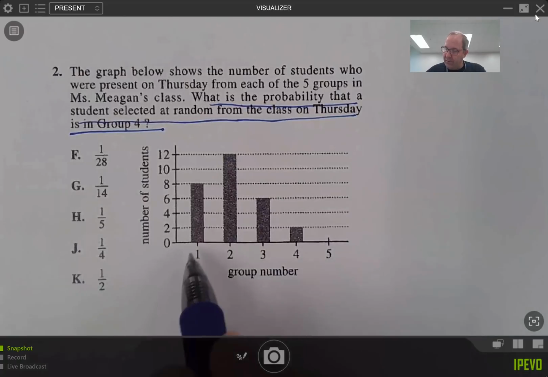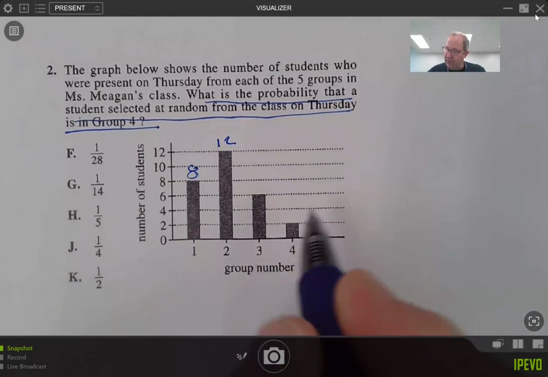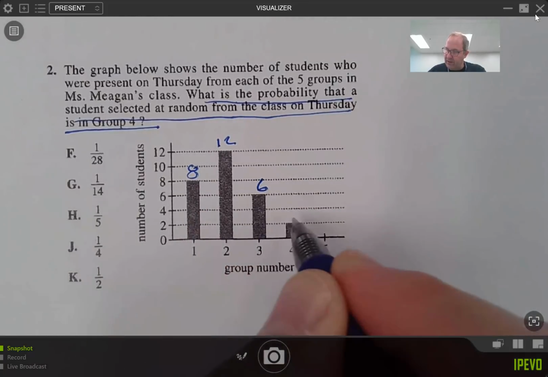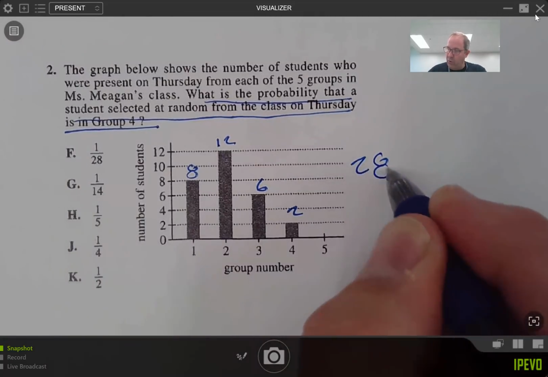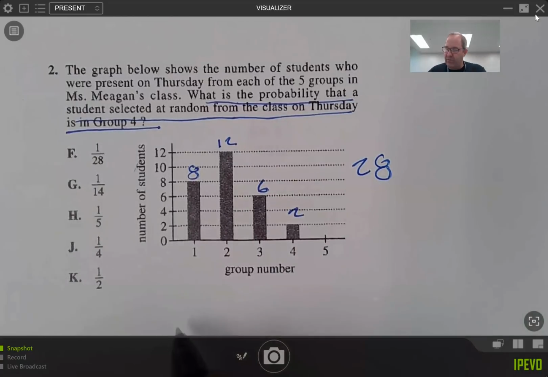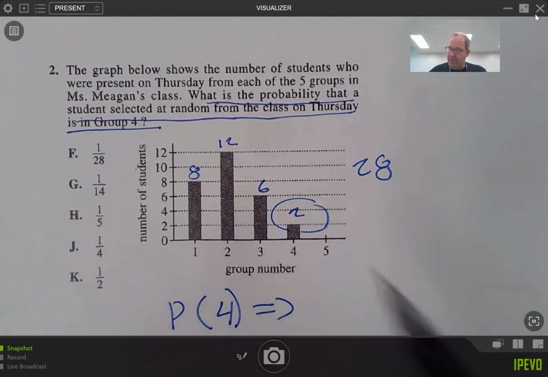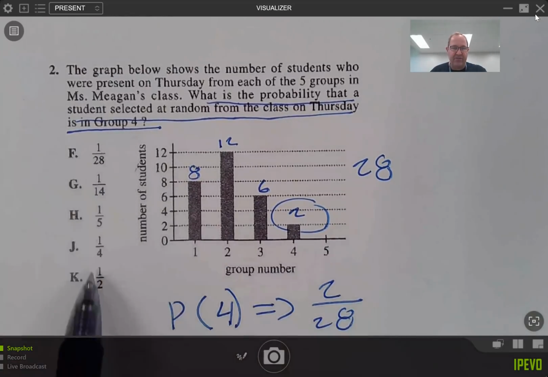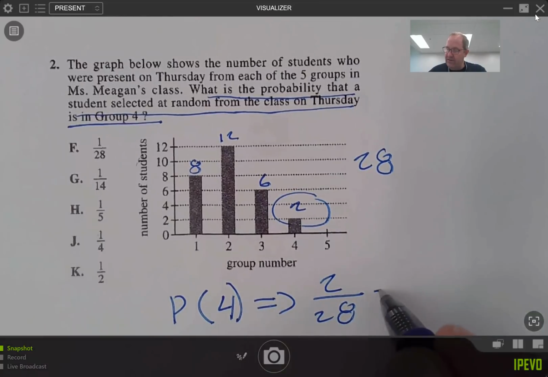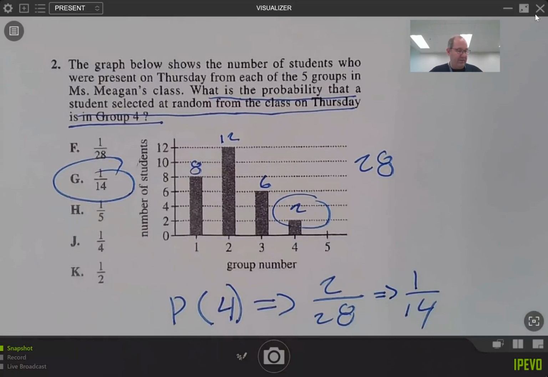All right, so there were 8 people from group 1, 12 from group 2, 6 from group 3, 2 from group 4. Now that's a total of 28, right? Now we want to know what's the probability that you're going to be picked from group 4? Well, group 4, there are 2 people there, so the answer would be 2 over 28. Now I look at my answers, I don't see that. But 2 over 28 does reduce to 1 over 14. And that, my friends, is the answer.